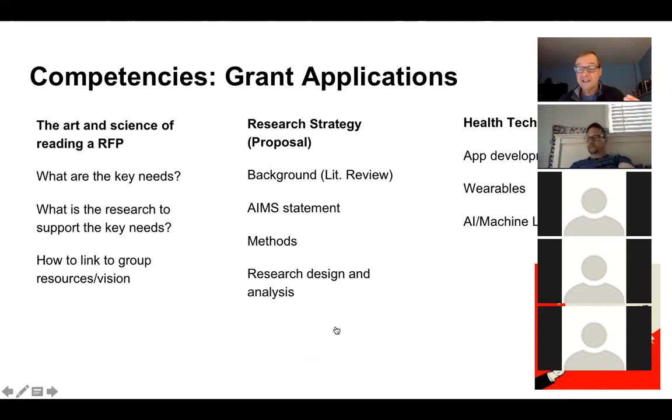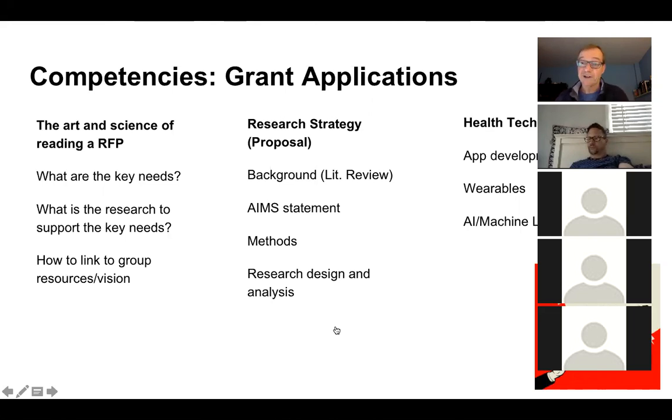The research strategy is simply the proposal for a grant. It includes a literature review, what's called an aim statement, your impact, your methods, and research design and analysis. So we have some experts, some heavy guns at ASU who can help guide this, but I'll need foot soldiers to help take steps for all the different countries and for these grants in particular to try and put together proposals.